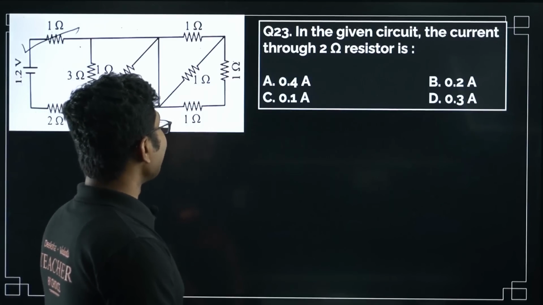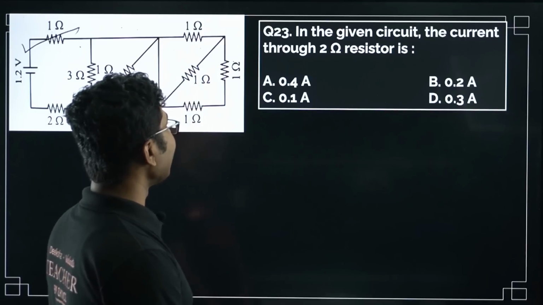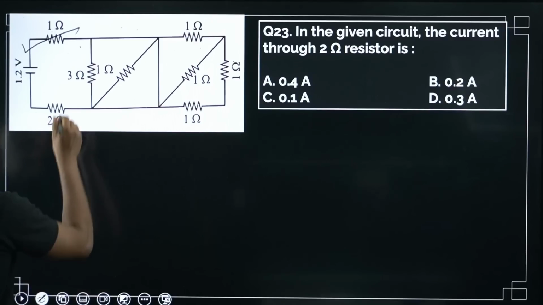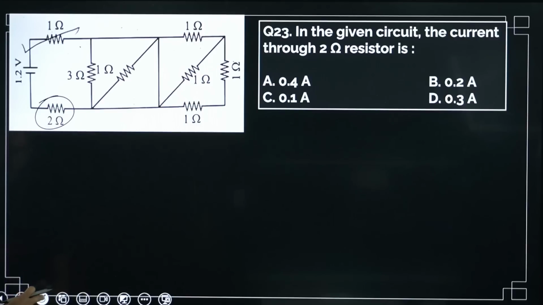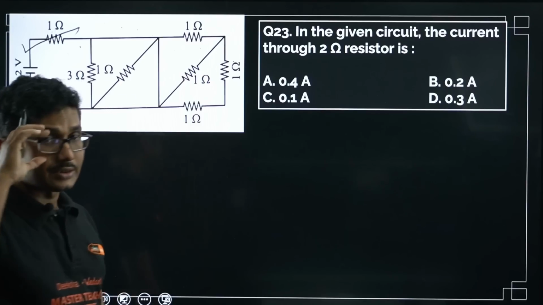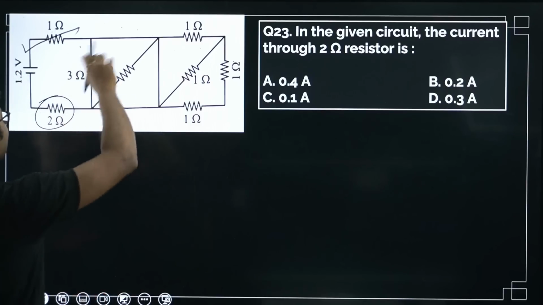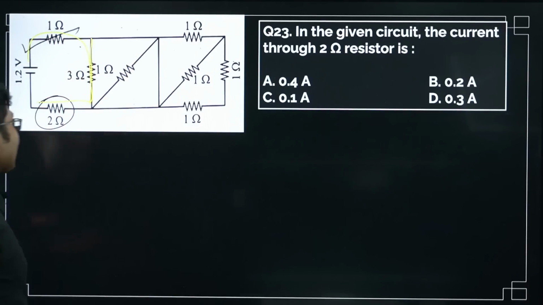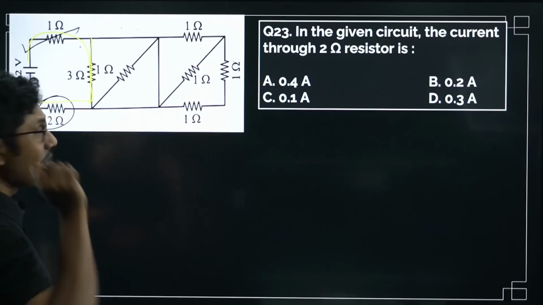Again another interesting question. In the given circuit, find the current through the 2 ohm resistor. We are trying to find the current through this 2 ohm resistor. How to solve it? First we have to find the equivalent resistance, at least up to this point. Then whatever current is in that branch, the same current will pass through this 2 ohm, and we can solve it.